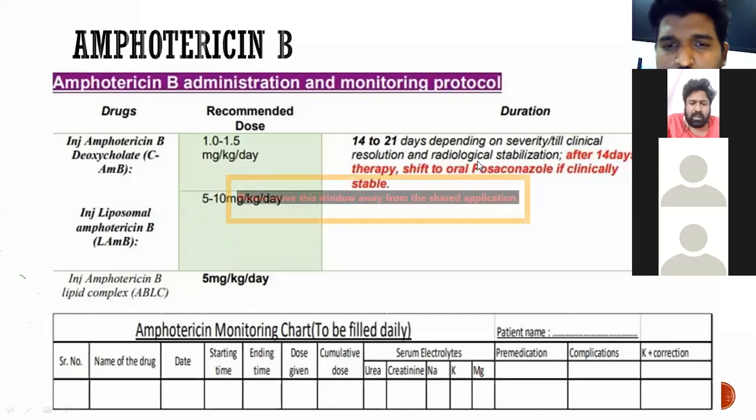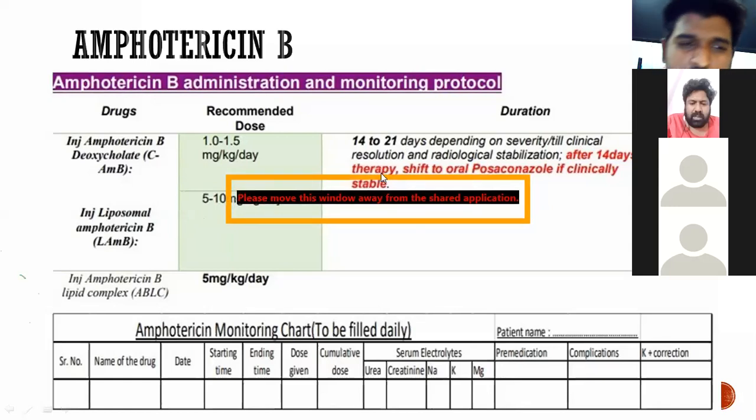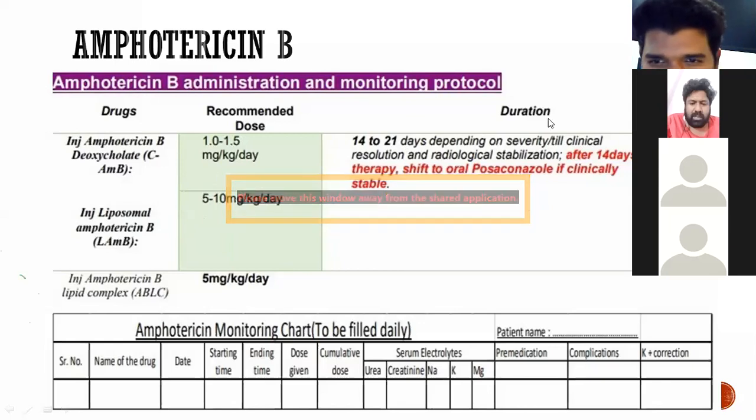So the duration is 14 to 21 days, depending upon the severity, or till the clinical or radiological resolution. After 14 days, it is always better to shift the patient to oral Posaconazole, because the side effects of liposomal amphotericin act on you when you prolong the therapy. So after 2 weeks to 20 days, it's always better to shift to the safer one, that is Posaconazole, when compared to amphotericin B.